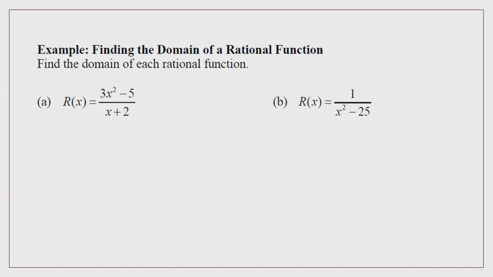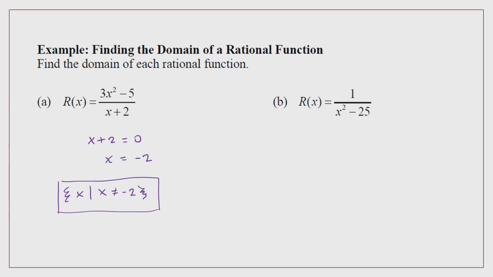to determine the x values that make our function undefined. So in our first function here, r of x equals 3x squared minus 5 divided by x plus 2, we're going to set our denominator x plus 2 equal to 0 and solve for x. And we get x equals negative 2. That means the domain is going to be all real numbers of x except for when x equals negative 2. Because when x equals negative 2, then our denominator is 0, making our rational function undefined.